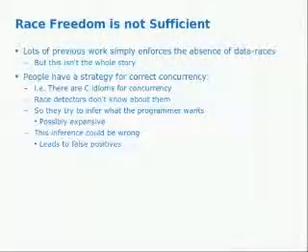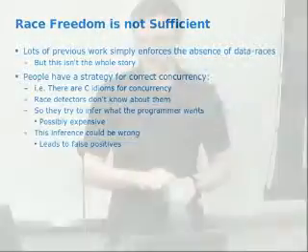But race freedom really isn't sufficient. People have a strategy for writing correct concurrent programs, but a race detector doesn't really know what that strategy is. It tries to infer what is buggy behavior based on the memory access pattern in the program. So this could lead to both false positives and false negatives.